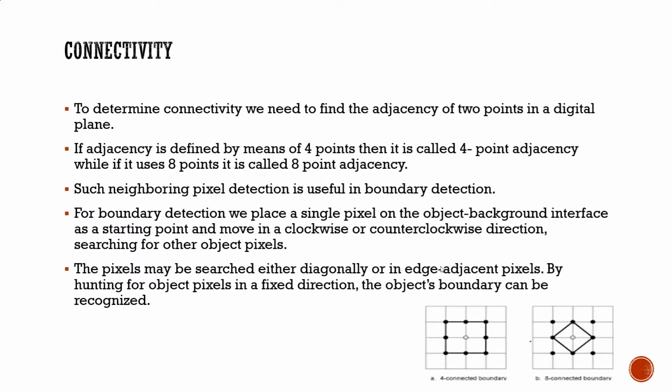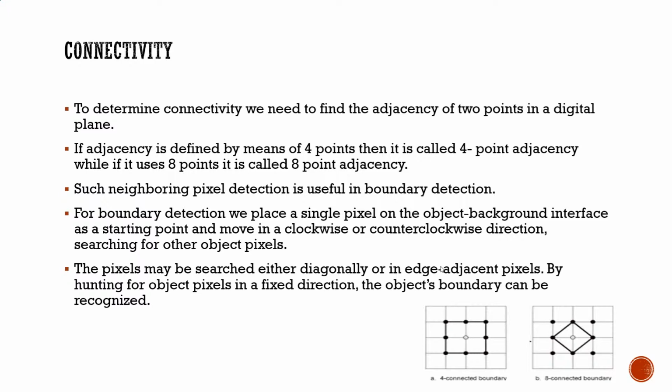Connectivity. To determine connectivity, we need to find the adjacency of 2 points in a digital plane. If the adjacency is defined by means of 4 points, then it's called 4-point adjacency, while if it uses 8 points, it's called 8-point adjacency. Such neighboring pixel detection is useful in boundary detection.